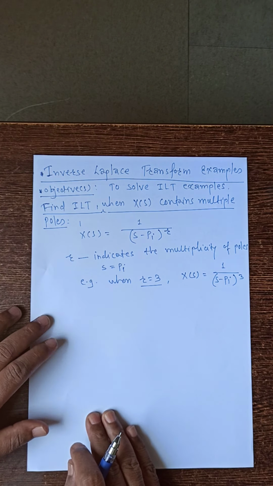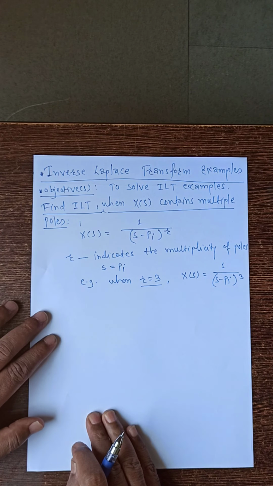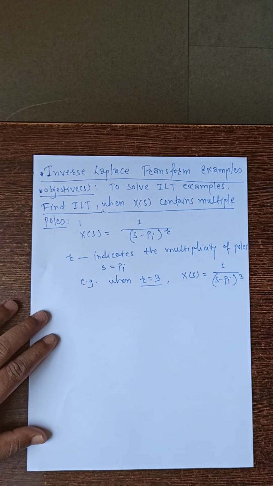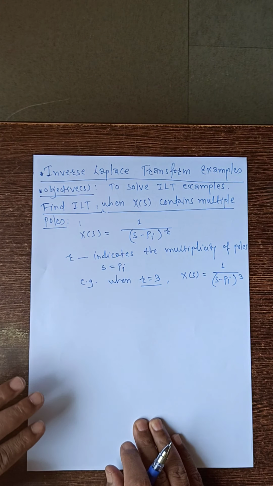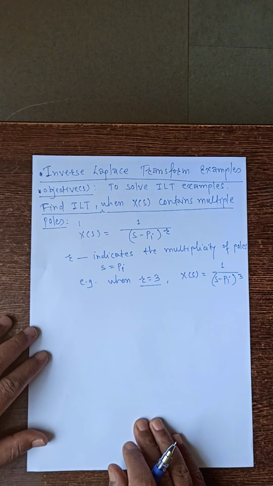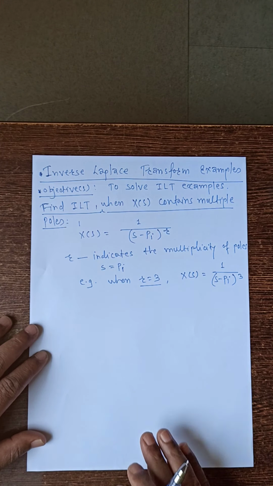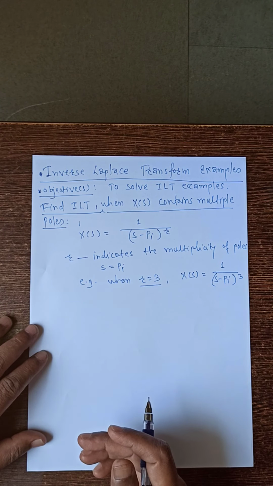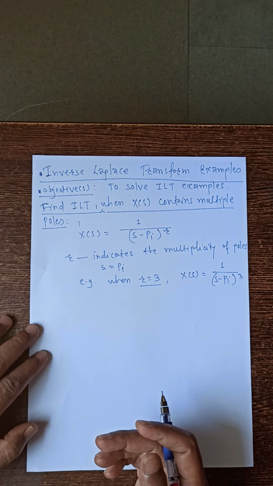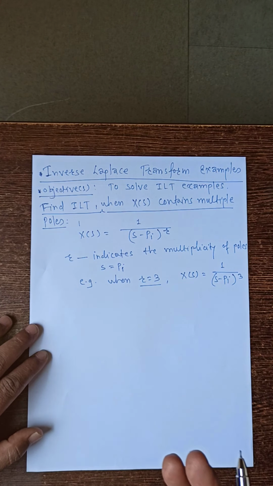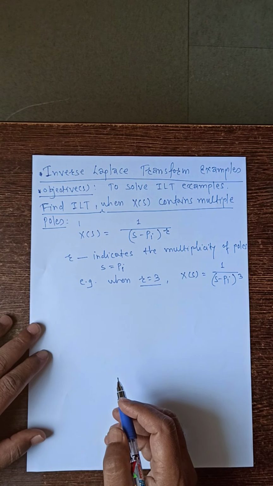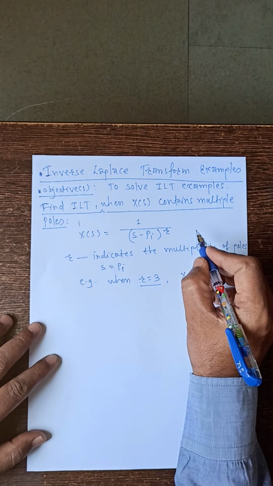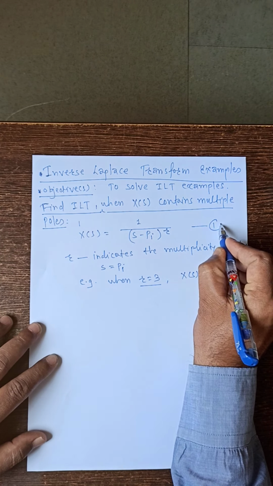Then how do we find the inverse Laplace transform using the partial fraction expansion method? We have seen that the inverse Laplace transform can be found by using the partial fraction expansion method. The same thing we are going to apply here, but how to find the constants, that we have to learn more specifically. Suppose this is equation number 1.